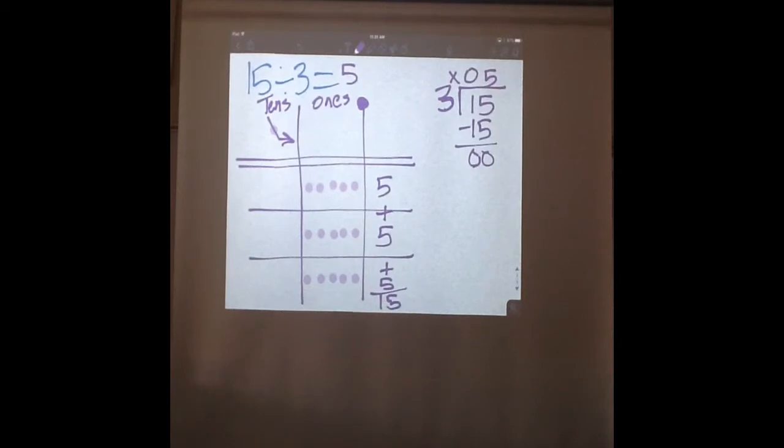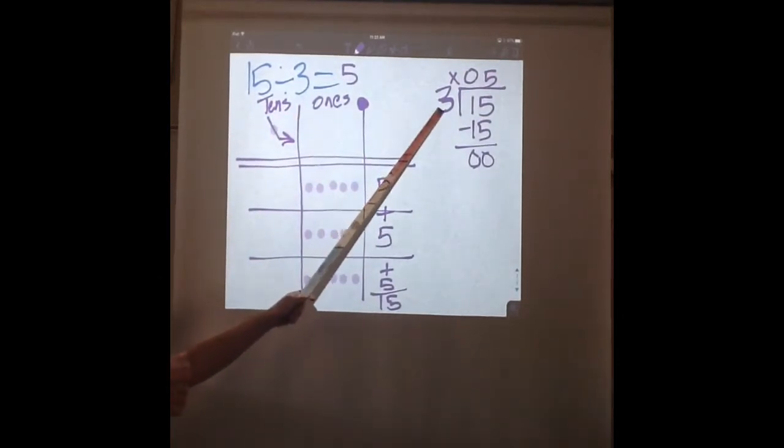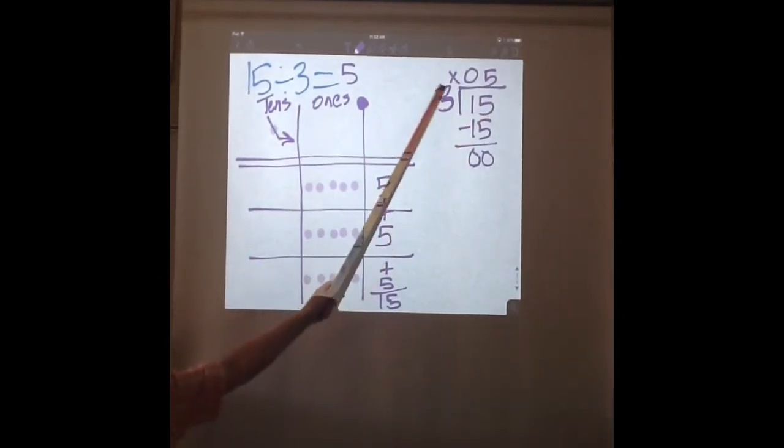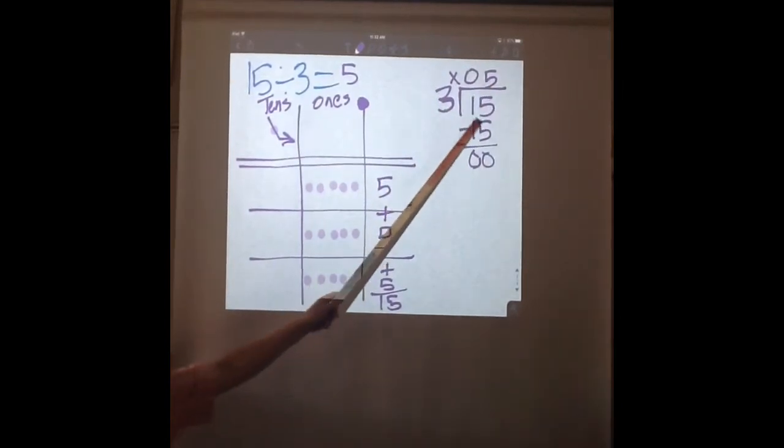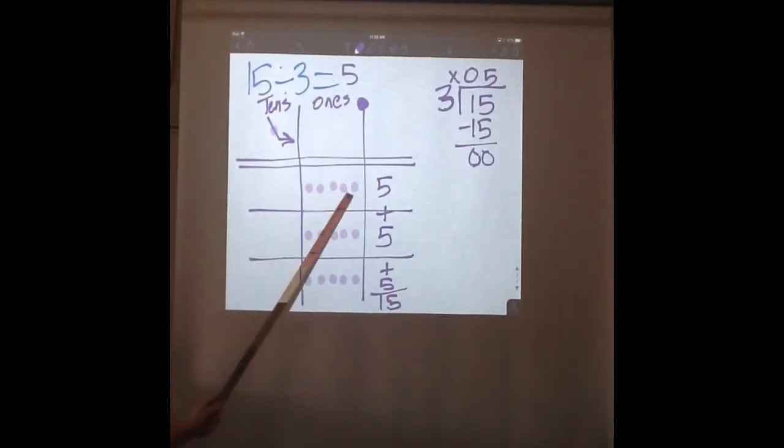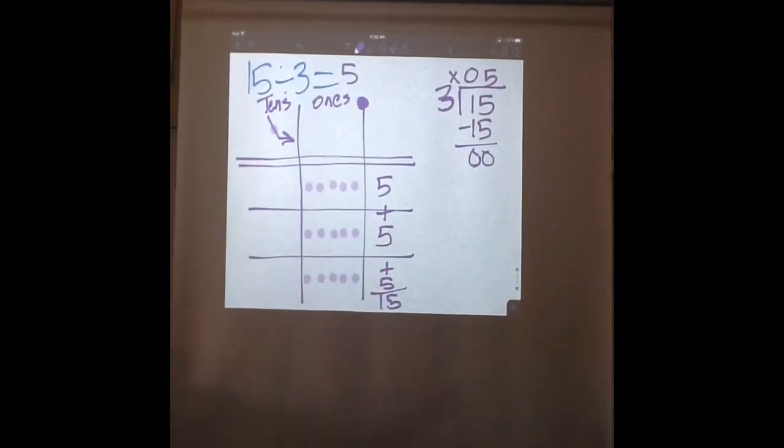Do you know that multiplication is just like repeating an addition problem? 5 plus 5 plus 5 is the same as having 3 5s, right? 3 5s make 15. 1 5 here, 2 5s here, 3 5s here. Does that make sense? That was pretty easy. Let's do another problem.